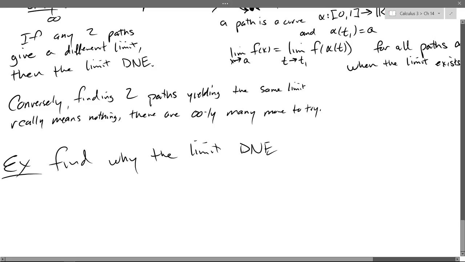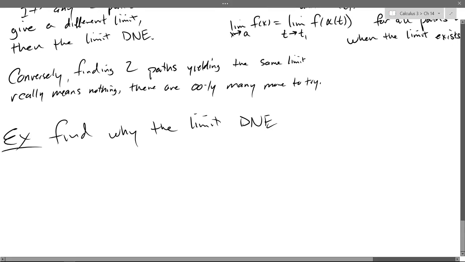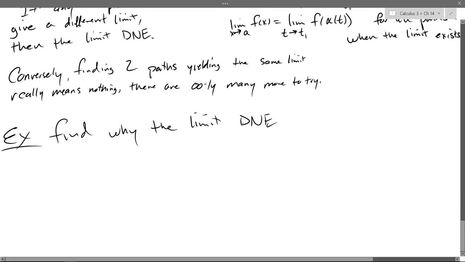So I'm giving you a problem that I'm telling you the limit does not exist. And I want you to figure out two paths that show there's a different value. And this is another x, y approach to 0, 0. And the function is y over x.